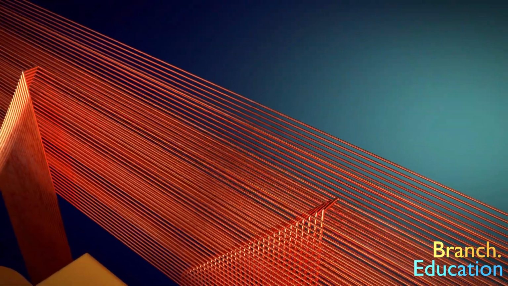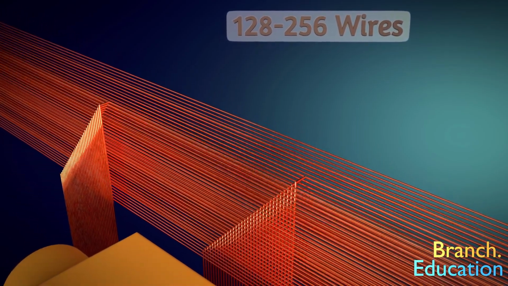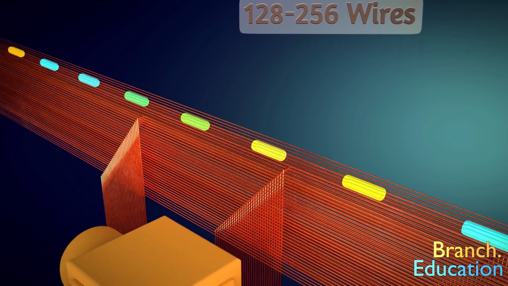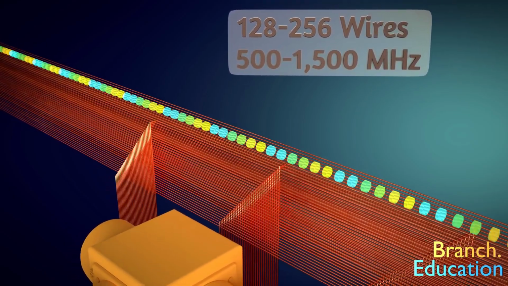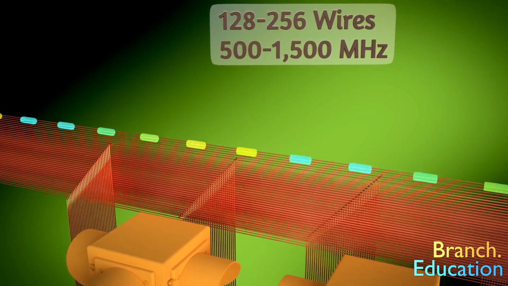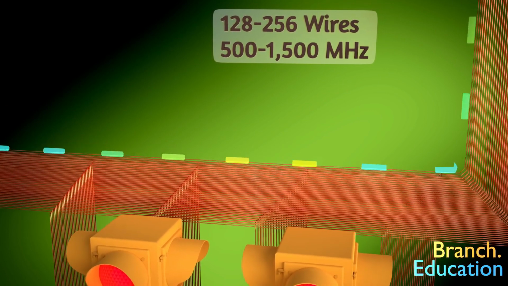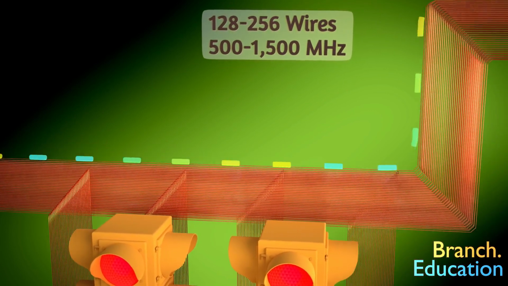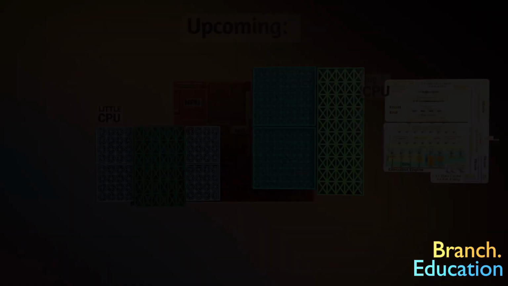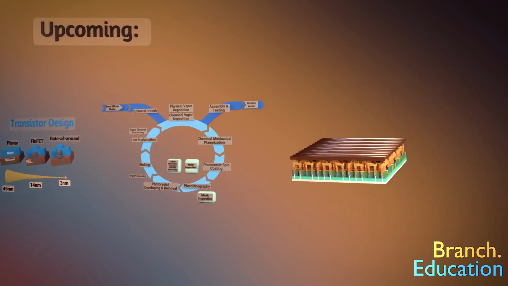Depending on required data rates, there are typically 128 or 256 wires running parallel to one another, carrying one bit at a time and operating between 500 and 1500 megahertz. In order to avoid wasting power from your smartphone's battery, the frequency and resulting data transfer rates across the network on a chip ramp up and down depending on the requirements of the applications you're running, and this feature is called dynamic frequency scaling.